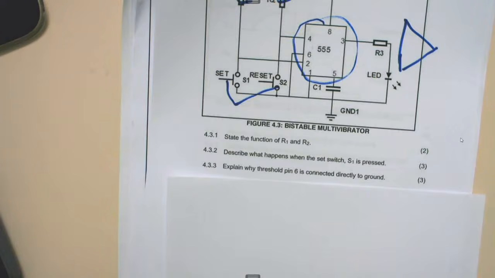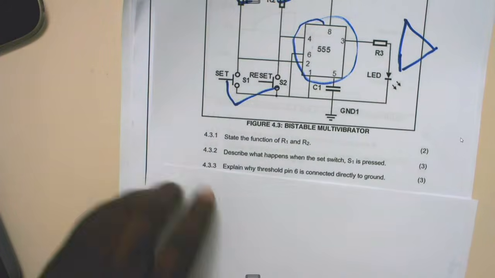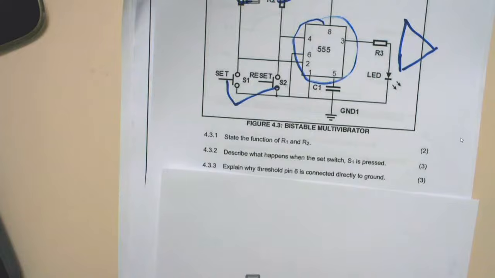So that's your answer. But if I may continue about pressing the reset switch, if you are to press the reset, the circuit will go back to reset, everything will be off. So I hope you've got the answer of 4.3.2. 4.3.3, it says explain why threshold pin 6 is connected directly to the ground. The threshold pin 6 is purposely held at 0, causing the IC to reset, keeping the output high when S1 is pressed. That is our answer for that one.